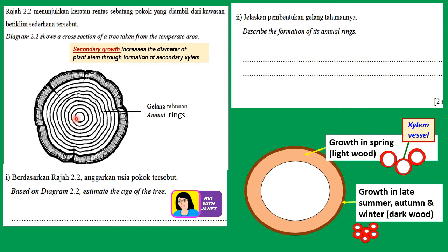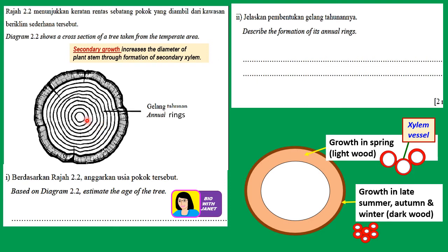Okay, you can start from the center, this circle here, and count the black lines outwardly, or you can start from outside and count inwards. But actually in the tree, the rings are formed from inside to out. That means in the first year, maybe the stem is only this big, and then in the second year it becomes bigger and bigger as it adds on more rings. Okay, the stem becomes bigger and bigger.